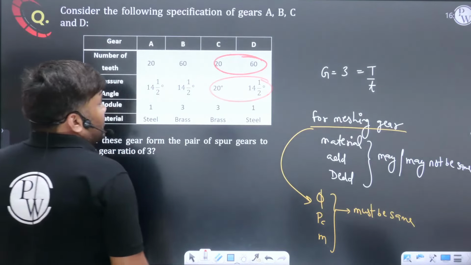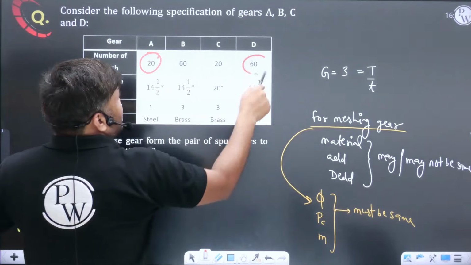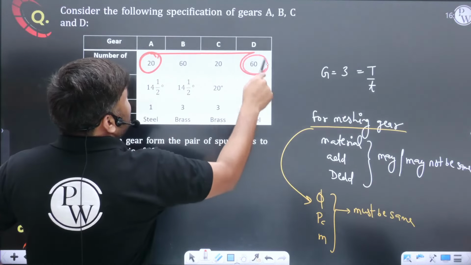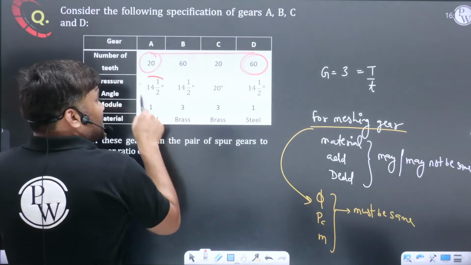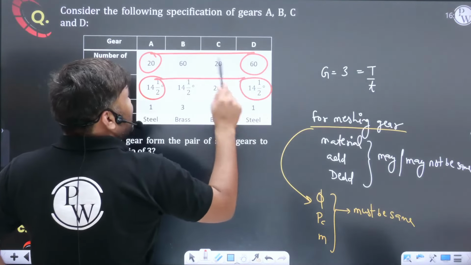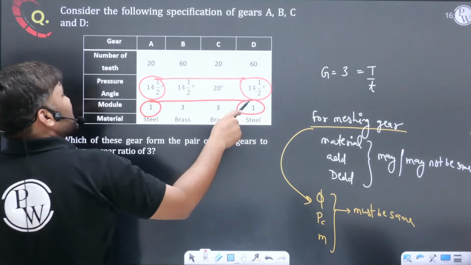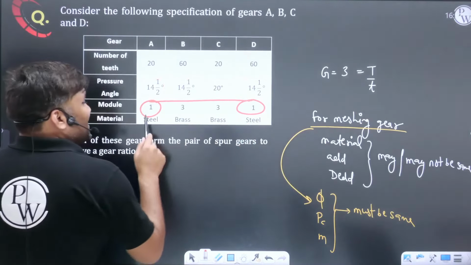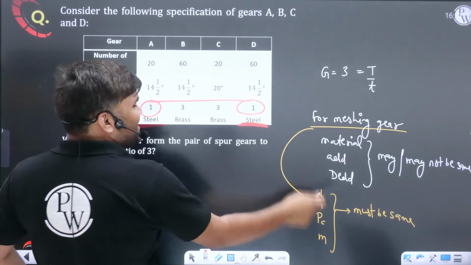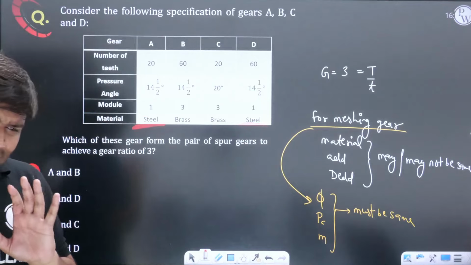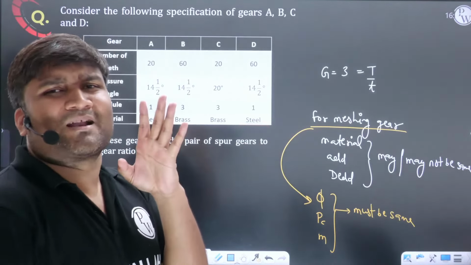Now, look here at A and D. 20 and 60. They can form a pair. Yes, sir, a ratio of 3 you are going to get. Pressure angle 14.5, 14.5, exactly the same. Module 1, exactly the same. Arey wah. Sir, material के बारे में do I need to check? No, beta. This is steel. This is steel. They are the same. I'm happy. If they are not the same, doesn't matter to me.